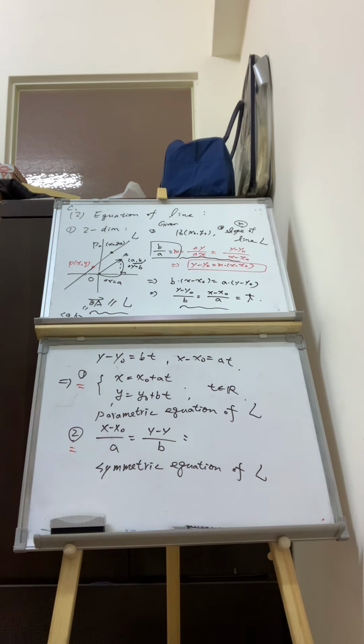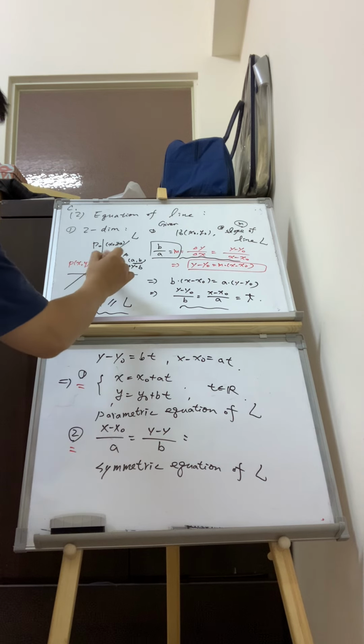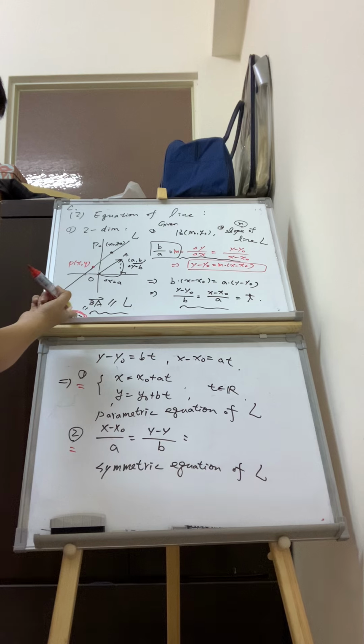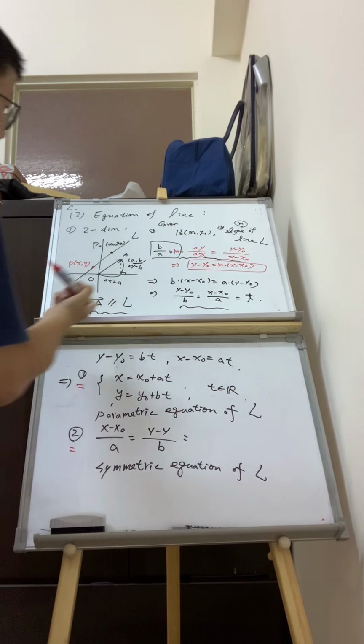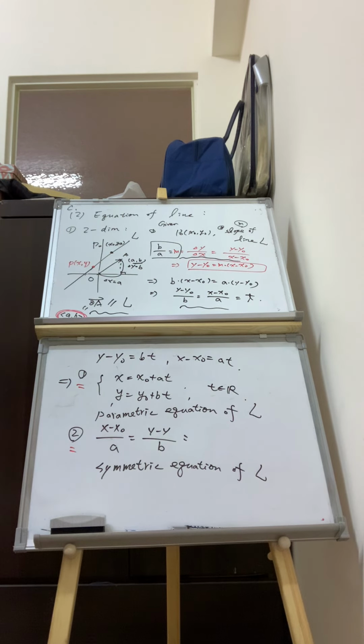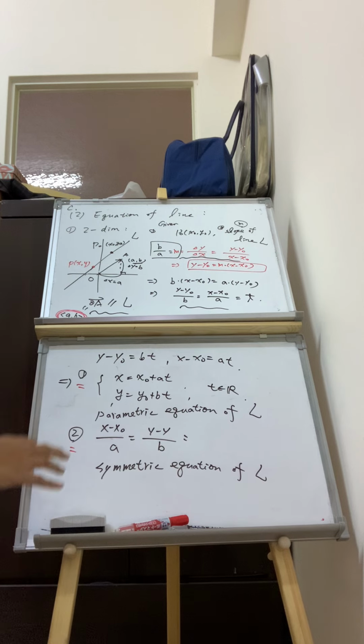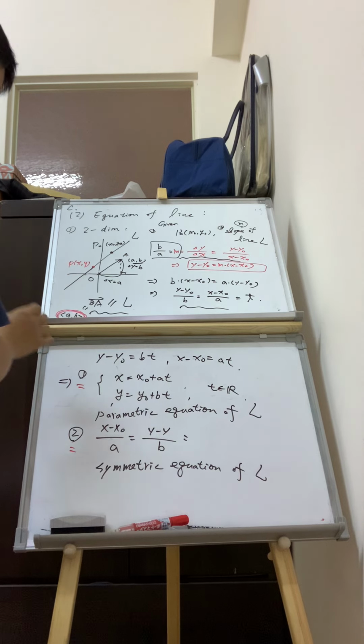And actually for the vector AB, if you consider B over A, it's exactly equal to the slope of this straight line.